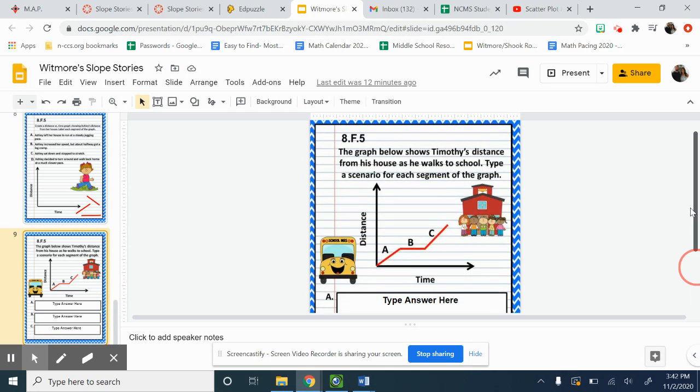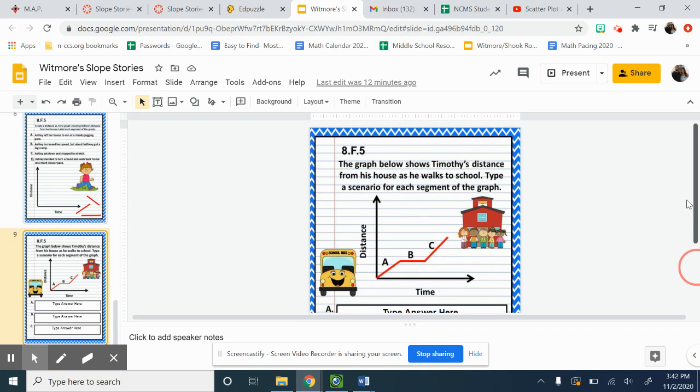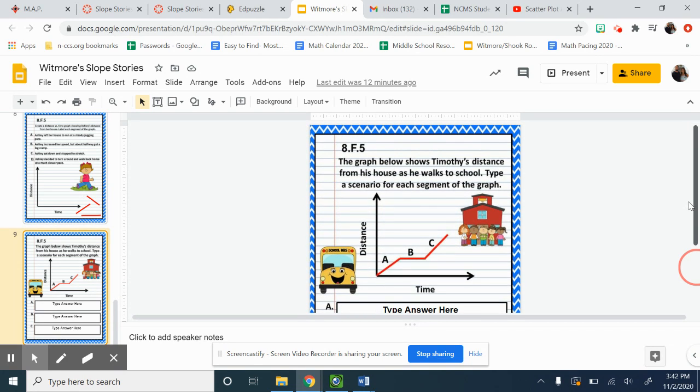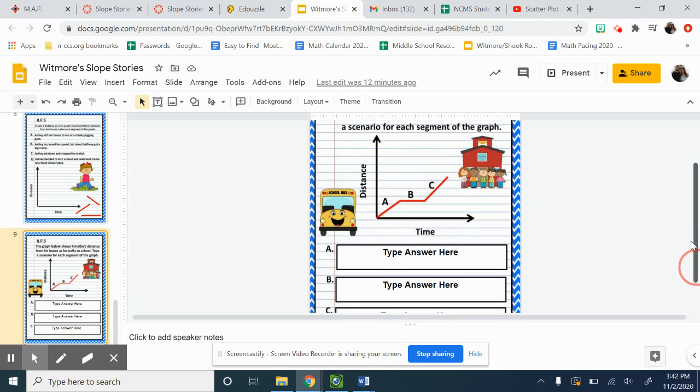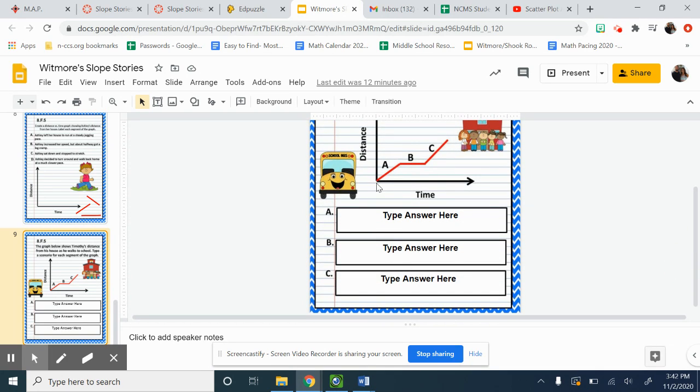And then the last slide is telling you that the graph shows Timothy's distance from his house as he walks to school. And all you're going to do for A, B, and C is tell me what's happening while A is increasing. What's happening while B is constant? What's happening while C is increasing again? Just type a very brief description. 1 sentence is plenty for me right there.